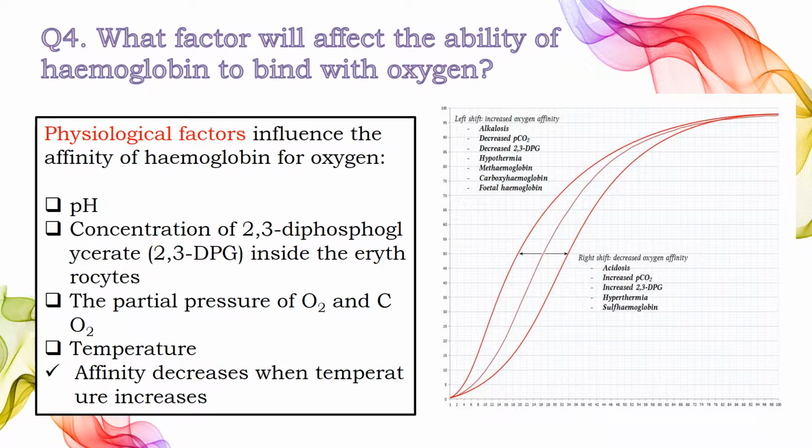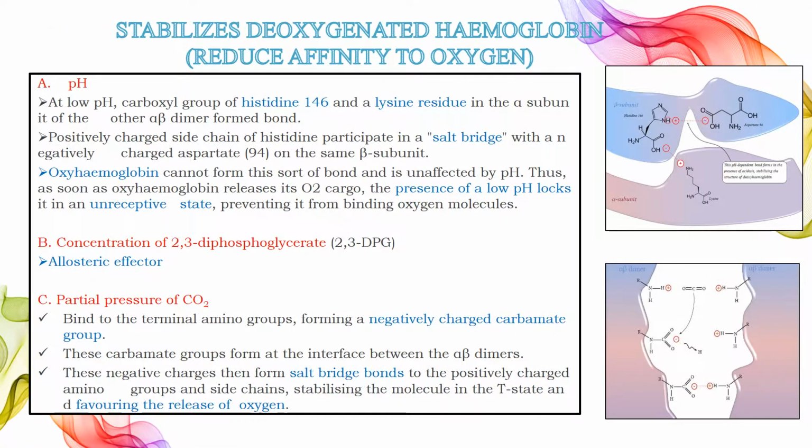The affinity of hemoglobin will decrease when temperature increases. Some factors will stabilize the deoxygenated hemoglobin and reduce the affinity to oxygen. The first one is the pH.